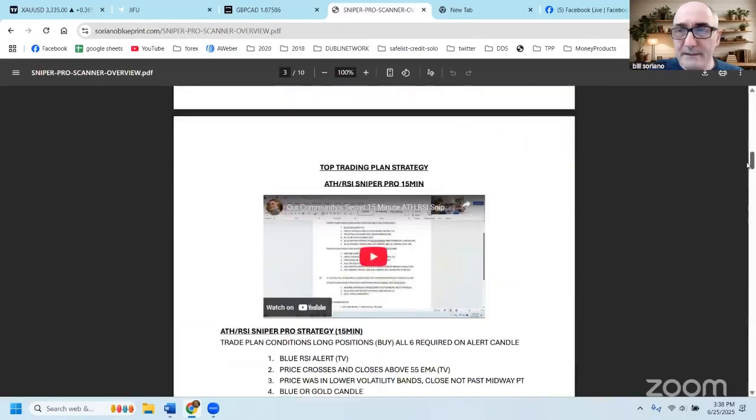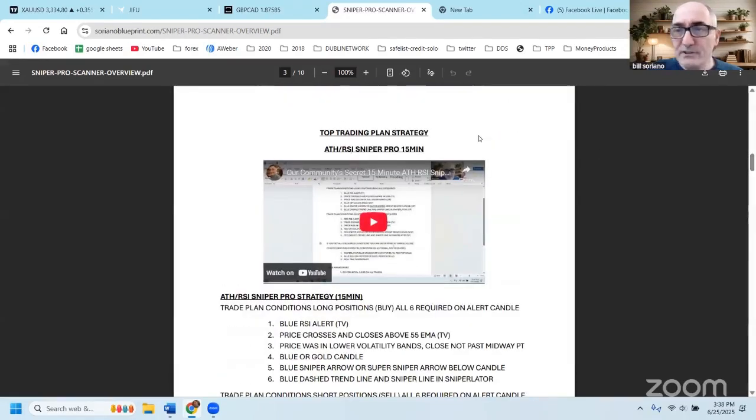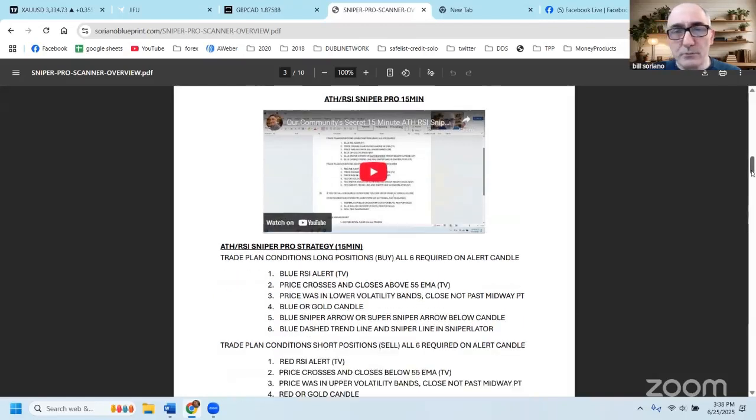This, again, is our top trading plan strategy. It's the one our community uses. They use it on the 1-minute time frame. I use the 15-minute, and my conditions are a little bit more strict. I have more conditions that have to be met. The community uses one that's a little bit less stringent, and all 6 of my conditions have to be met on the one candle, the candle that has our ATH RSI crossover arrow indicator on it. Okay, so these are the 6 conditions right here that have to be met.